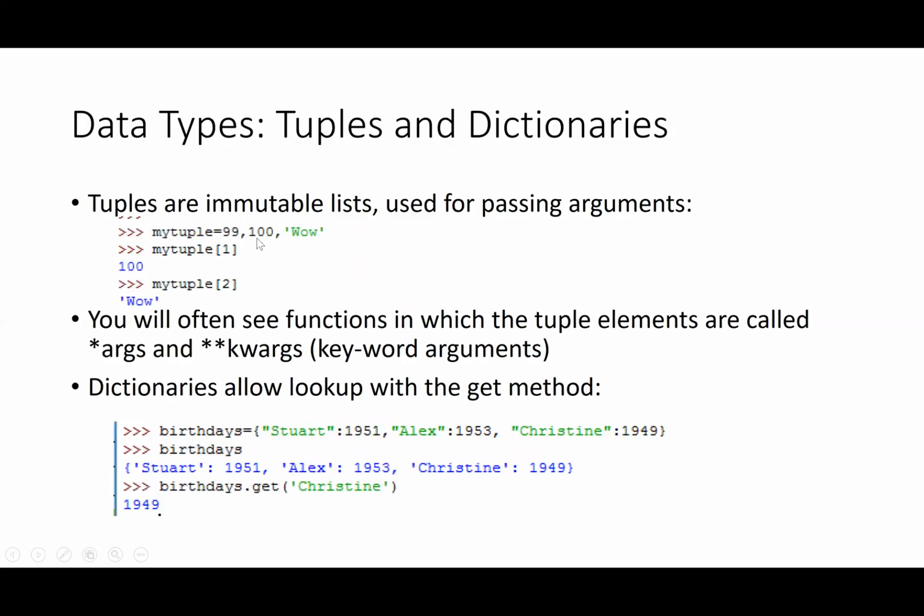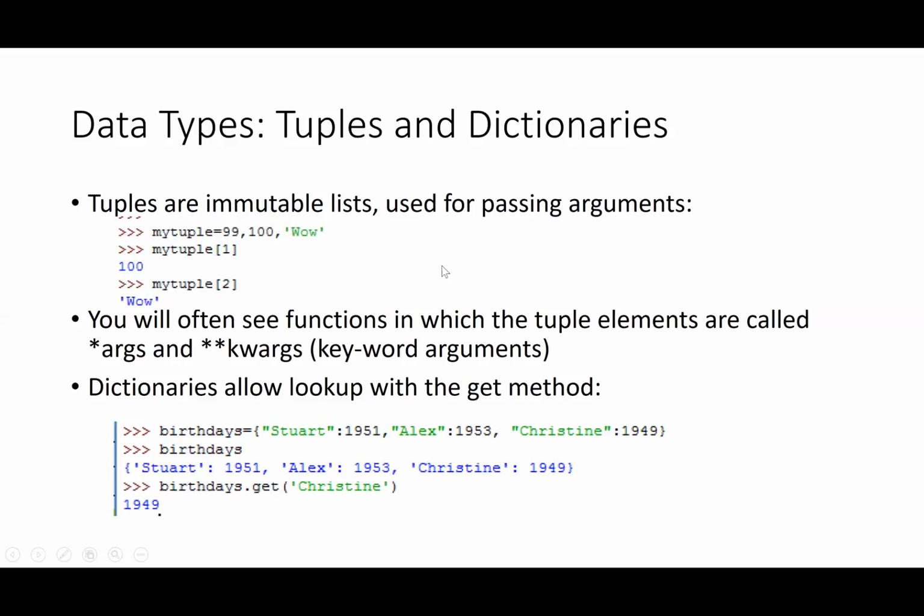At its simplest, a tuple is just an immutable list, meaning that it's a list of stuff that the program won't change. So here we are, I've defined a tuple, now without square brackets. So this means, computer, you can't change the elements in this list. And I put 99, 100, and wow, and then if I print my tuple of 1, you know that means the second element, and I get 100, my tuple of 2, and I get wow.